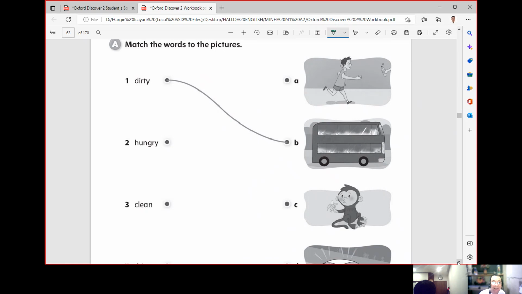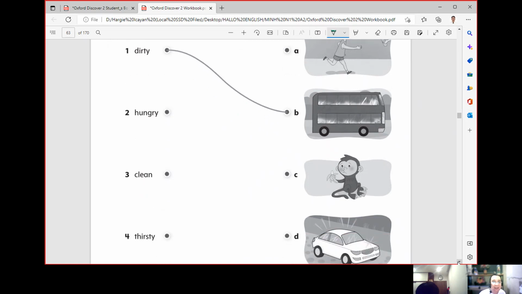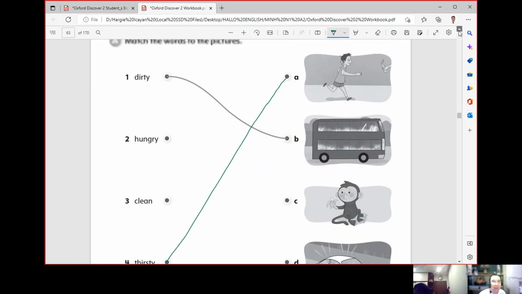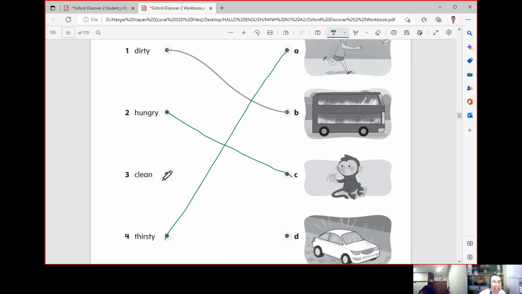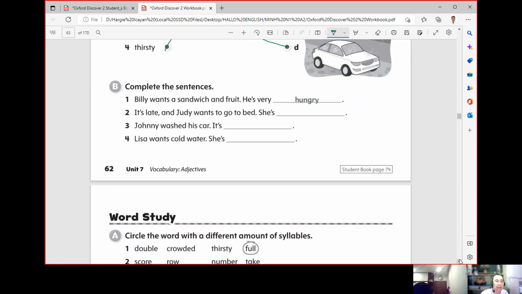He's not hungry. He is thirsty, okay? He's thirsty. He needs some water. Okay, what about hungry? The monkey is hungry, therefore he wants to eat banana. Next, what about clean? Definitely letter D. Okay, Min? Complete the sentences in here.